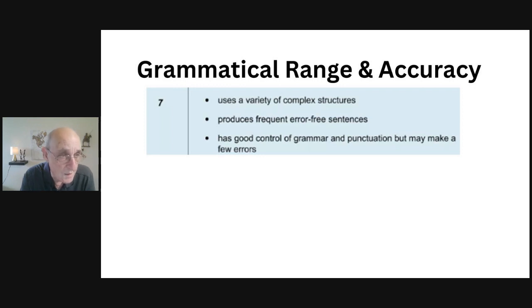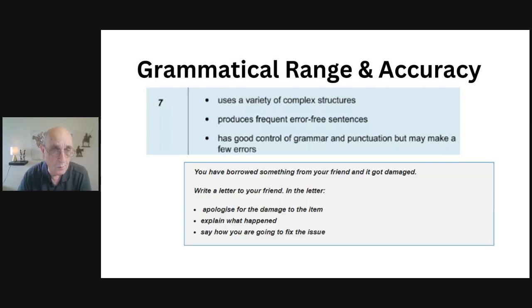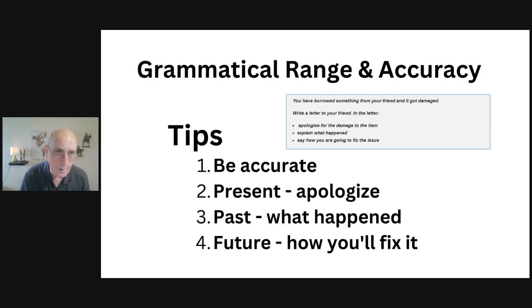Punctuation is a part of grammar, but again, in an informal letter, you'd be keeping this very simple, and it shouldn't cause a problem. And now we're ready to write our letter and meet these 4 criteria with the right grammatical range and accuracy tips. Be accurate.